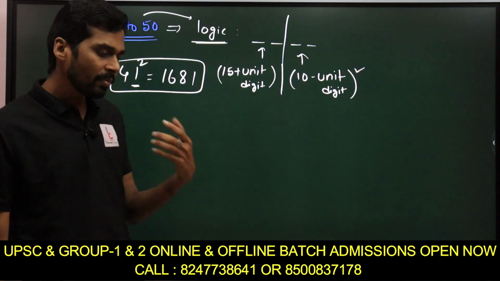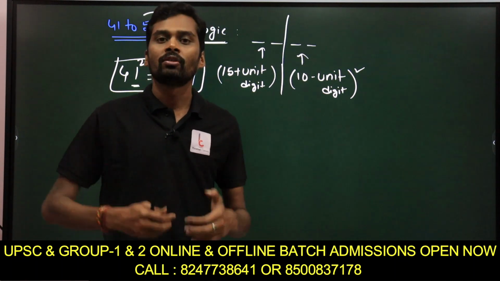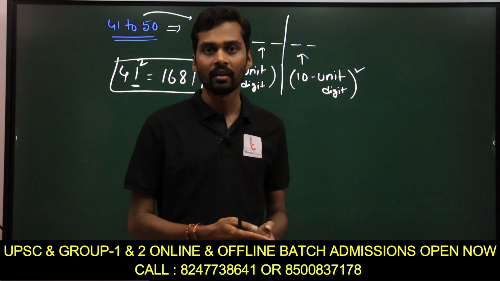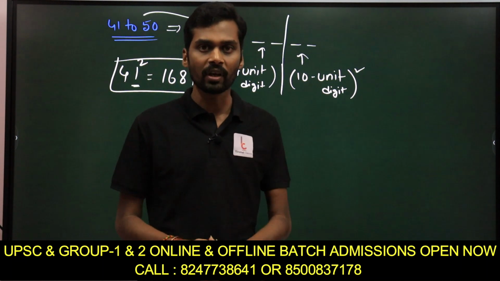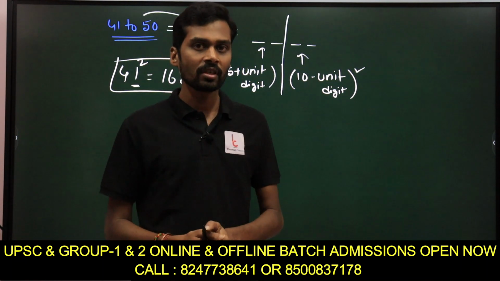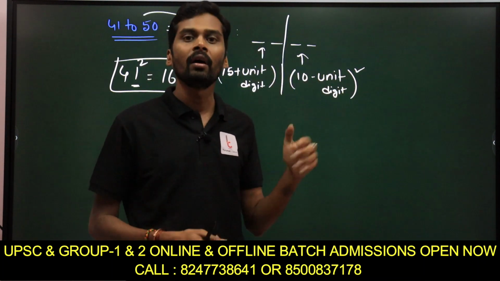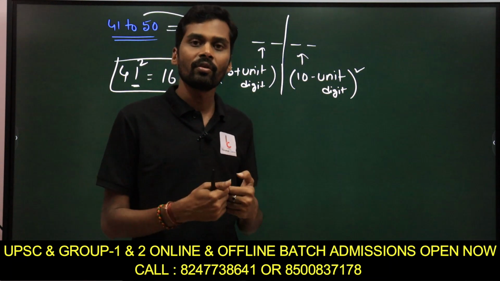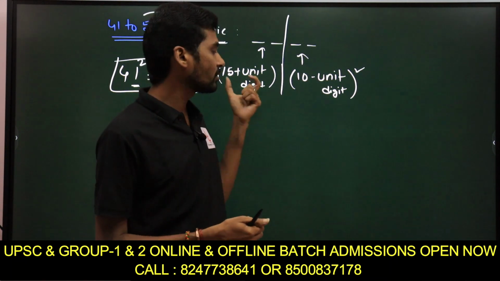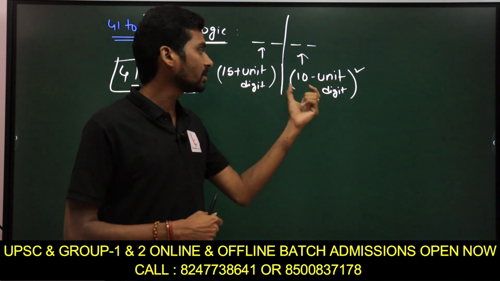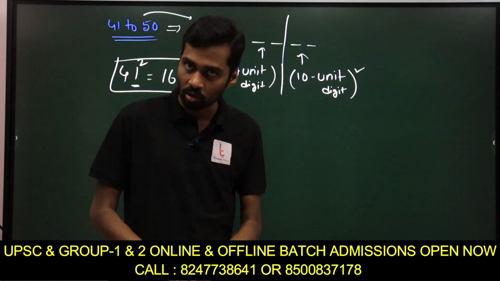Okay, so just remember this one. A very simple thing. Whenever you are supposed to find the square of any number from 41 to 50, simply remember this concept. The square is a 4-digit number. For the first two digits, the thing is 15 plus unit digit. For the next two digits, the thing is 10 minus unit digit, whole square.